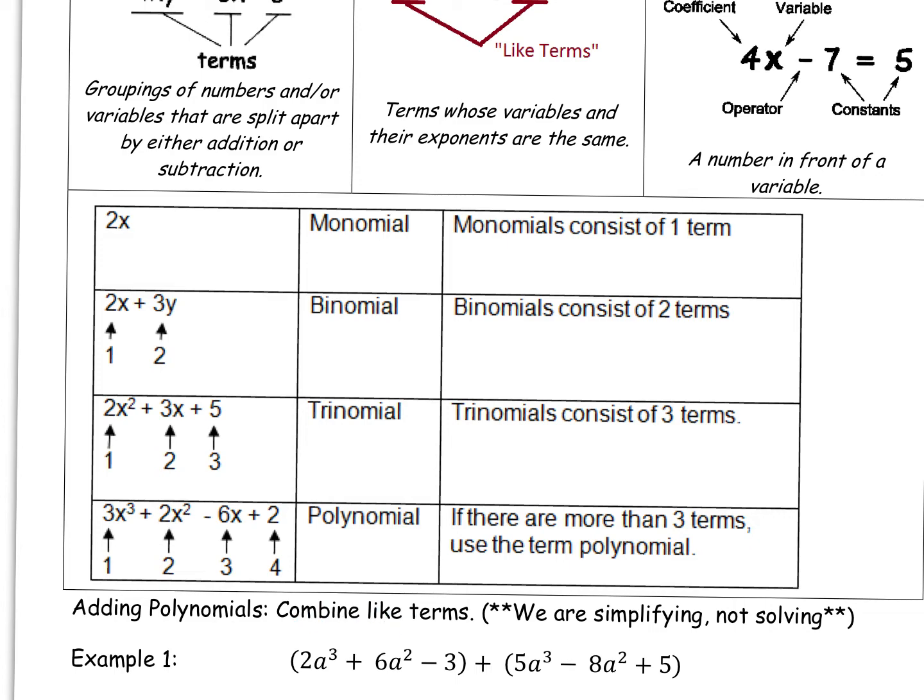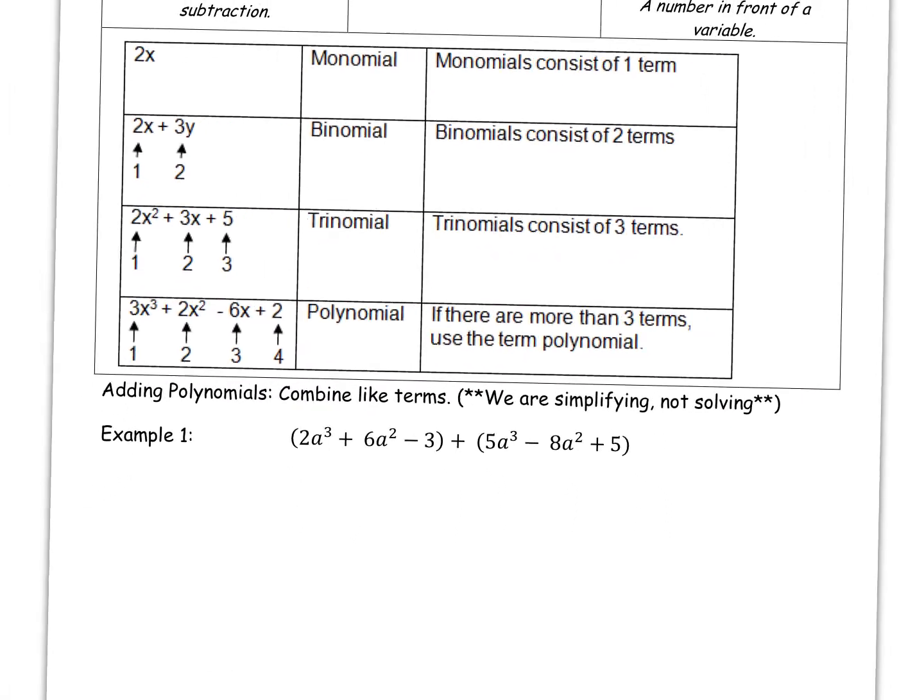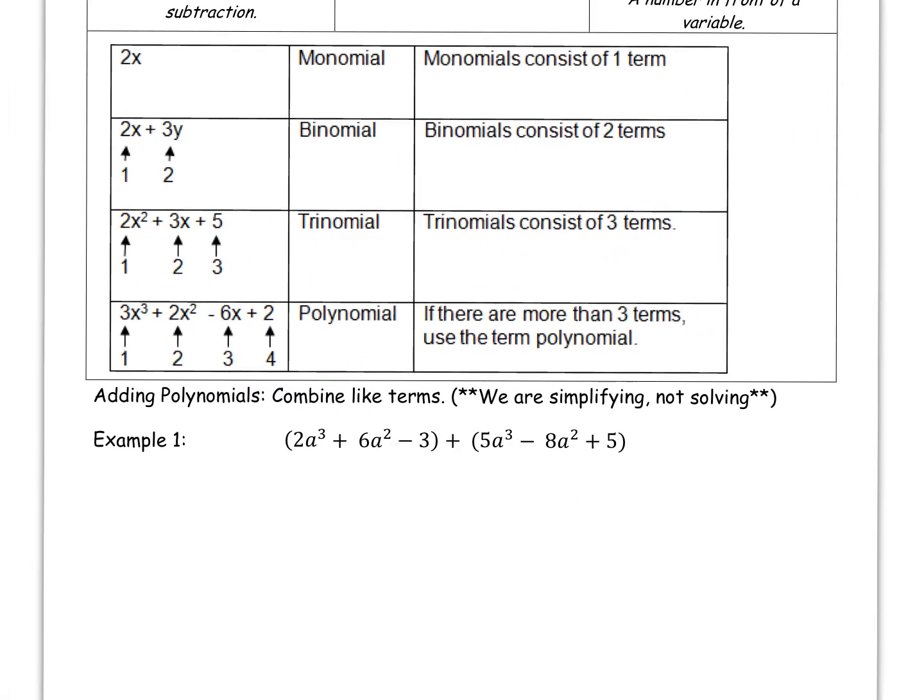And let's keep in mind, we are basically simplifying. We're not solving, okay? This is not an equation that we're solving. We're simply taking a bunch of terms and we're combining them, okay? If we're going to add, now these are separated with a parentheses for these three terms plus these three terms. This is just grouping. All right, so let's take a look at this first example.